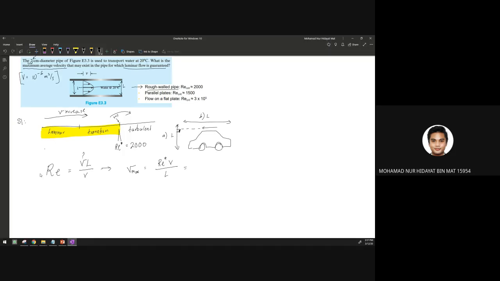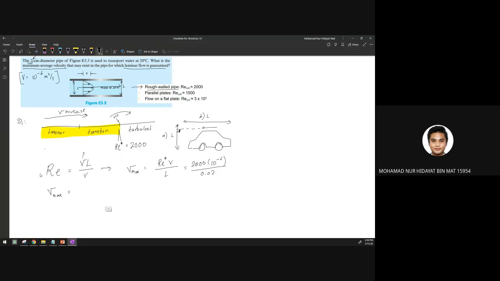So the critical Reynolds number is 2000, and the viscosity given here is 10 to the power of negative 6, over characteristic length 0.02. And then you type it using your calculator. What is the answer for Vmax? Please help me.